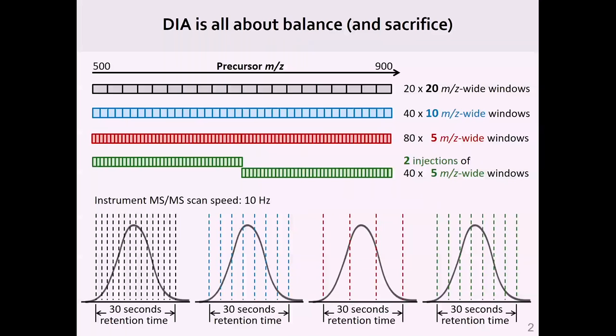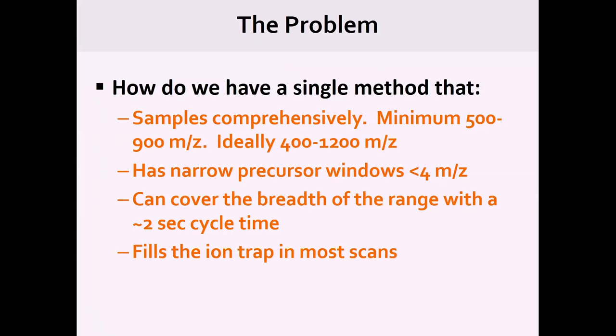the other day was that data independent acquisition is largely about balance and sacrifice. And so we have these competing interests, right? We want to be able to sample different samples comprehensively. We want a minimum of 500 to 900 mass to charge, ideally at least 400 to 1200 mass to charge if possible. We would like to have a single method that has narrow precursor windows, ideally less than 4 mass to charge.